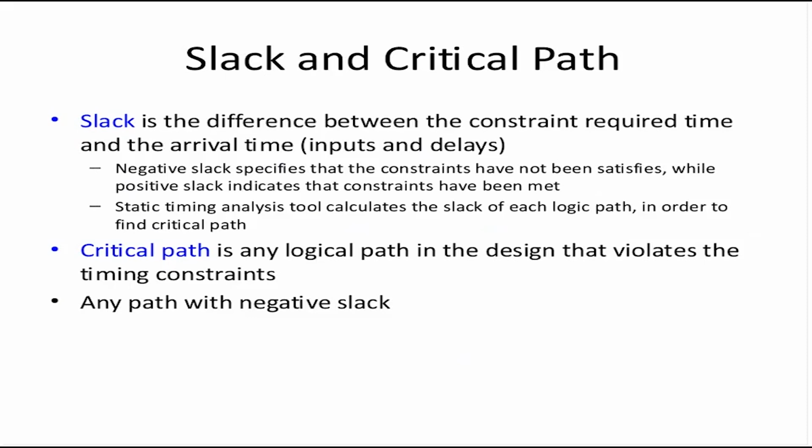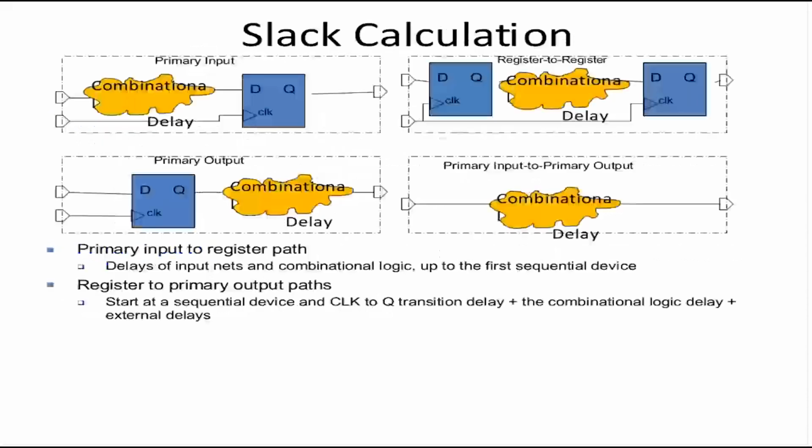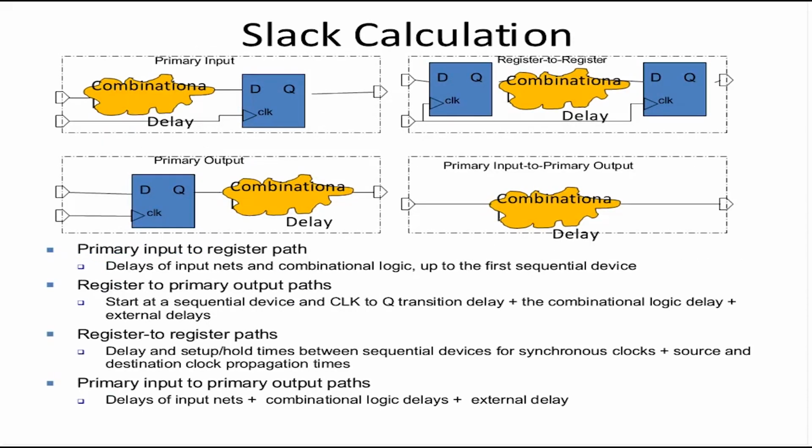We saw how DC handles critical paths. We try to reduce the worst negative slack and the total negative slack on the critical paths. That is the idea of optimization. We have seen this. This slide just gives a summary of how we calculate slack.